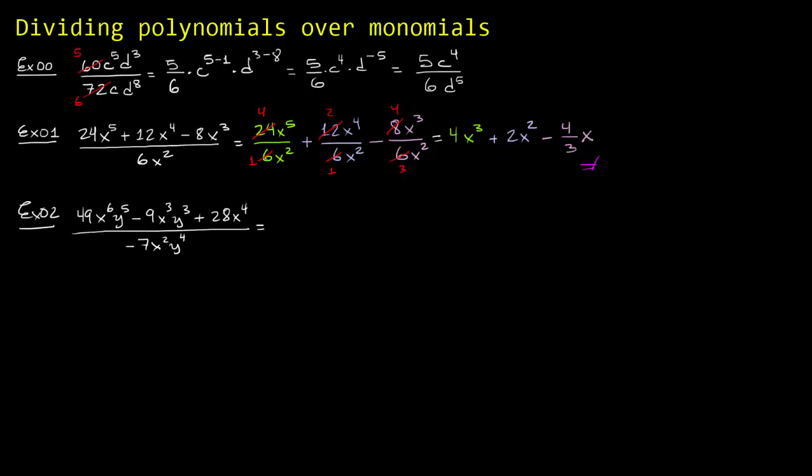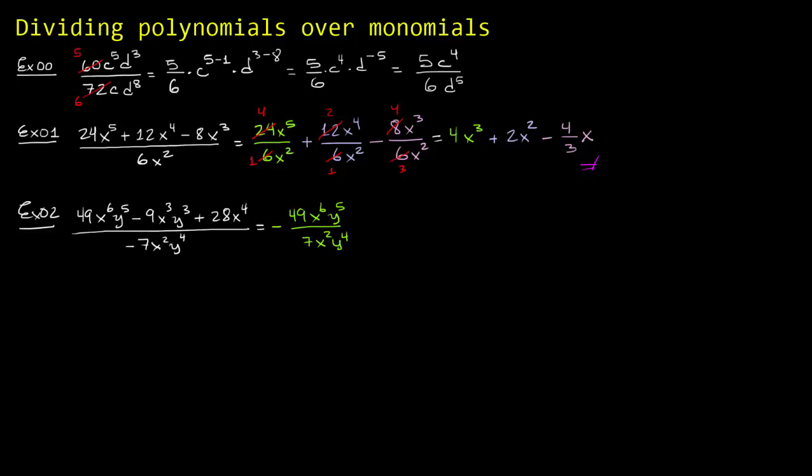So we got to pretty much do something really close to what we did previously. We just got to be careful. But this first guy, we got to divide it over the denominator. So this is a positive over a negative, so this will turn to be a negative fraction. And I'm going to write it will be 49 x to the 6 y to the 5th over 7 times x squared y to the 4th.